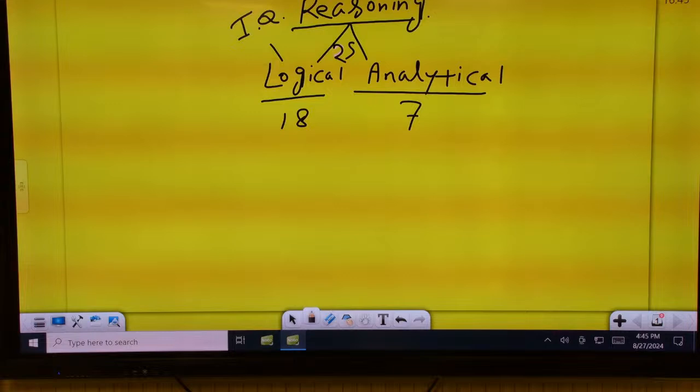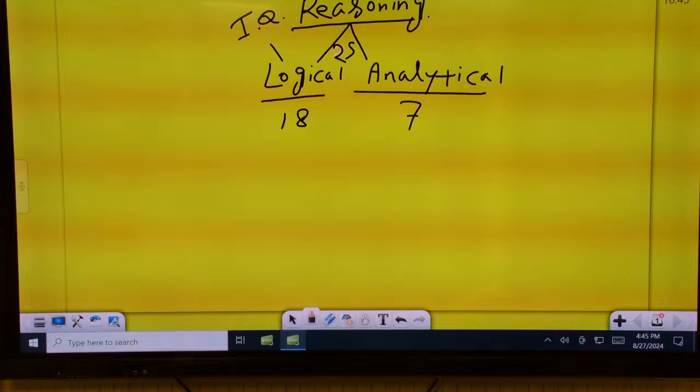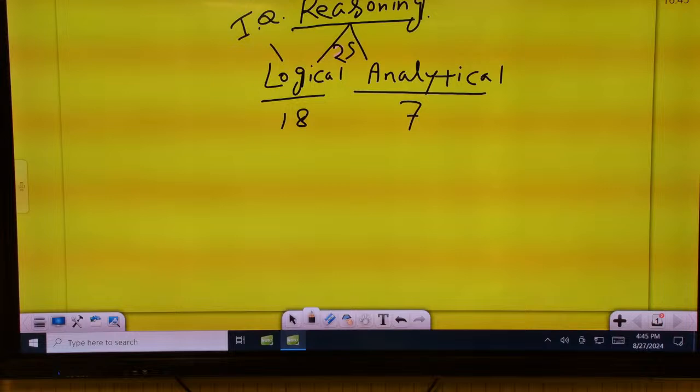In a row of trees, a banyan tree is fifth from left and sixth from right. Tell me the total number of trees in the row. 6 plus 5, 11, minus 1. Answer is 10. Now, all the questions which I asked are based on rule-based reasoning, right?